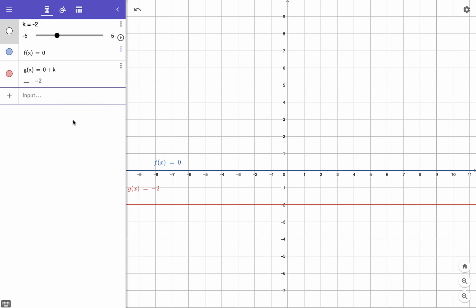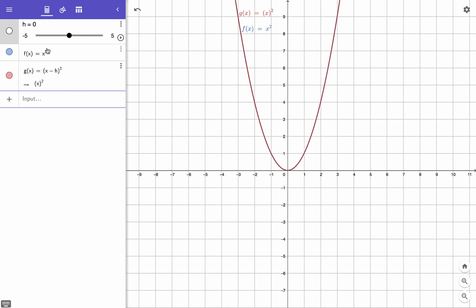We can have a horizontal translation, or horizontal shift, to the right and to the left. I'm going to elaborate with some examples. Now I have changed my function. As you can see, g of x is x minus h all squared, and I'm not using k anymore. I use h here. When the value of h is 0, g of x equals x squared, and f of x and g of x overlap, which is actually the parent function.